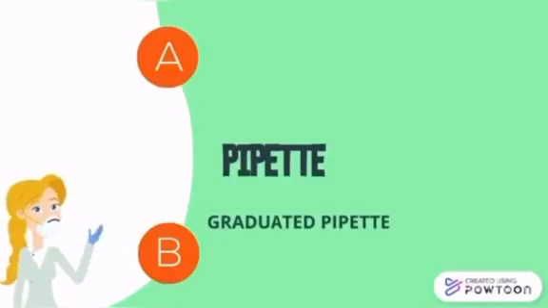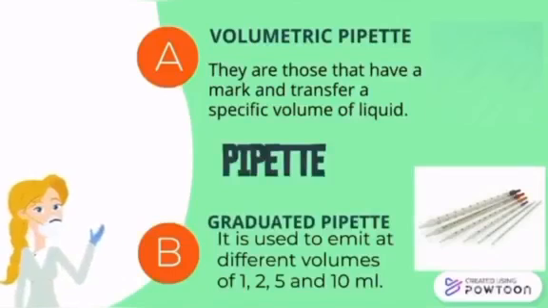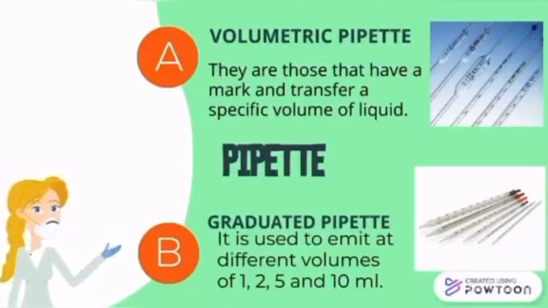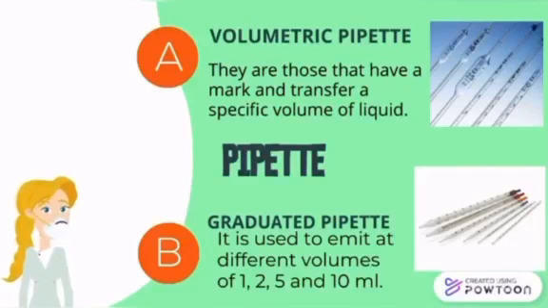Pipette. There are two kinds. Volumetric pipette. They are those that have a mark and transfer a specific volume of liquid. Graduated pipette is used to emit different volumes of 1, 2, 5, and 10 mL.